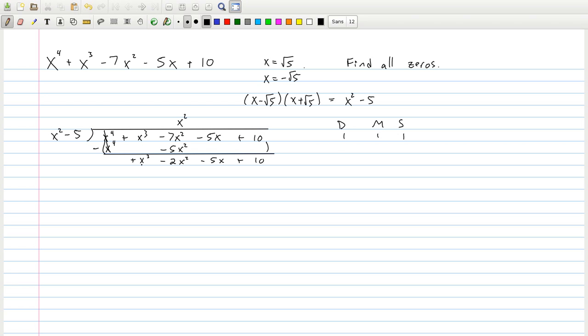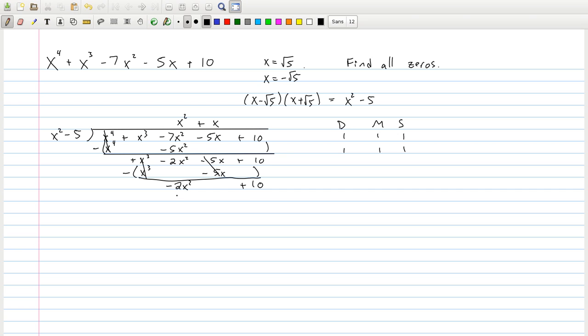We go back and divide again. X cubed divided by x squared is x. And then multiplying, x times x squared minus 5 is x cubed minus 5x. And then we subtract. X cubed subtract x cubed will cancel. Nothing is being subtracted from the negative 2x squared, so that'll stay. Negative 5x subtract negative 5x will cancel. Nothing is being subtracted from the 10, so that will stay.